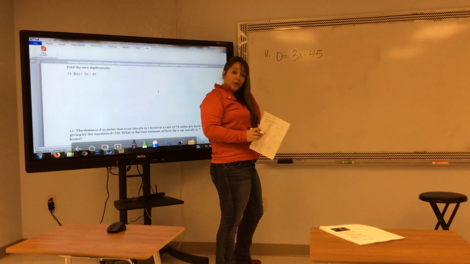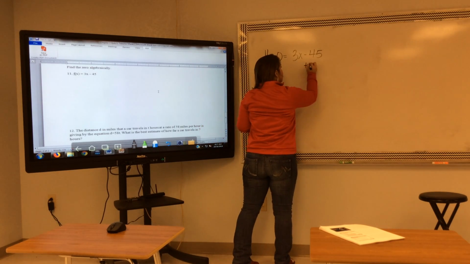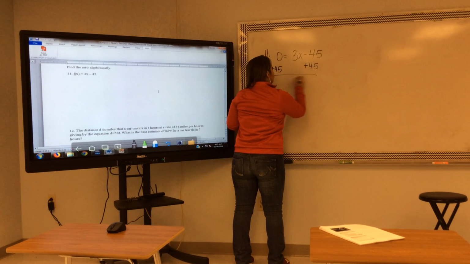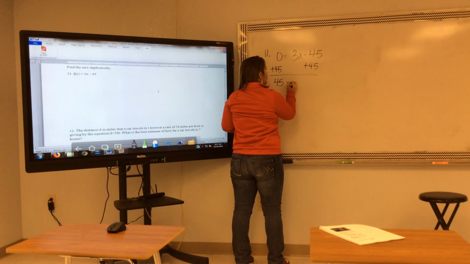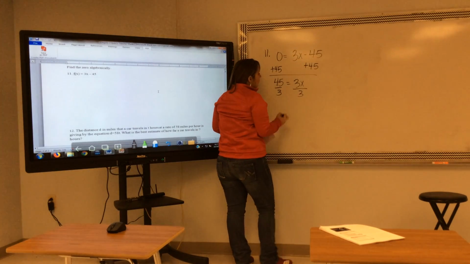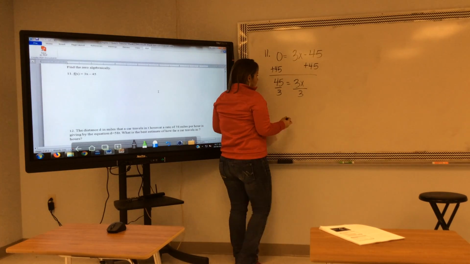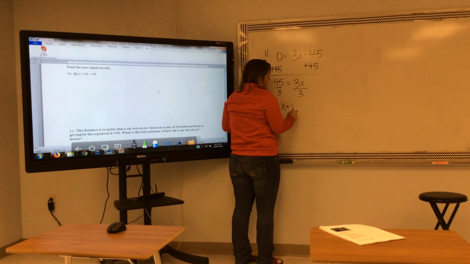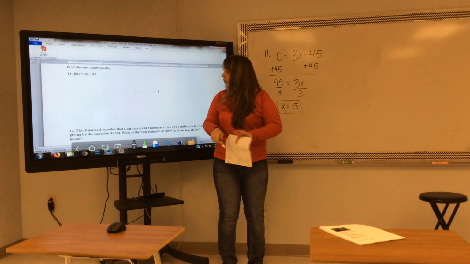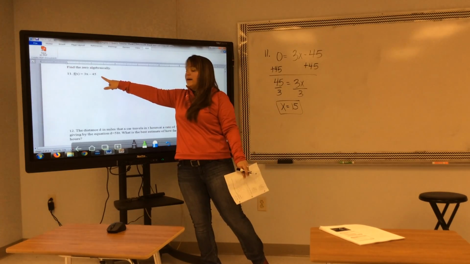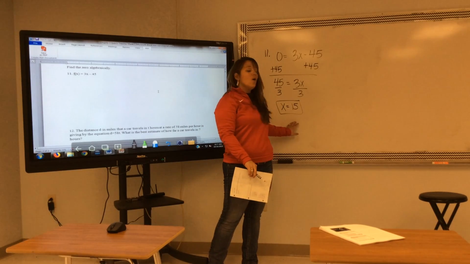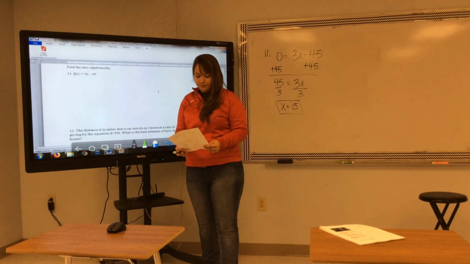Well, I'm going to add 45 to both sides. So plus 45, plus 45. That gives me 45 is equal to 3x. Divide both sides by 3. 45 divided by 3 is 15. So x is equal to 15. That means that this graph right here, f of x is equal to 3x minus 45, will cross the x-axis. Its 0 will be at 15.